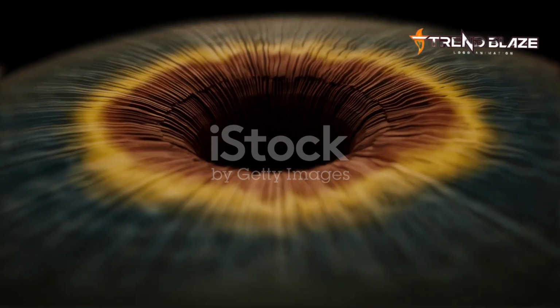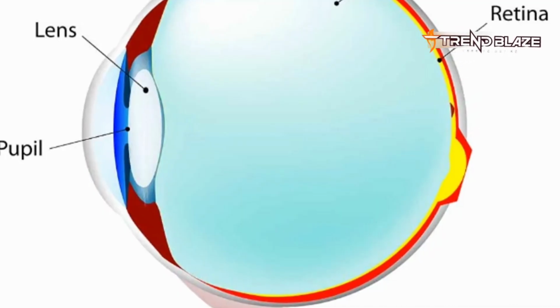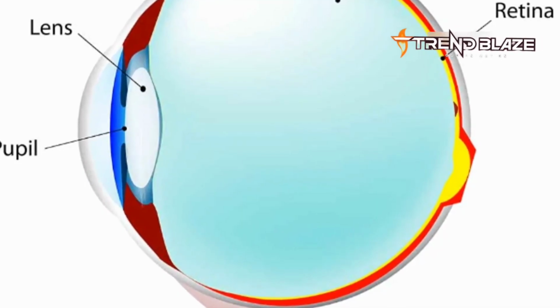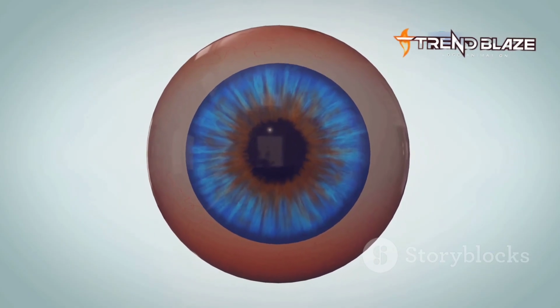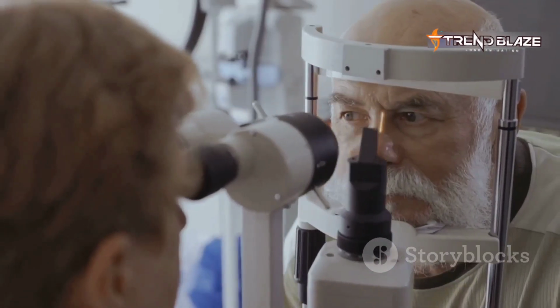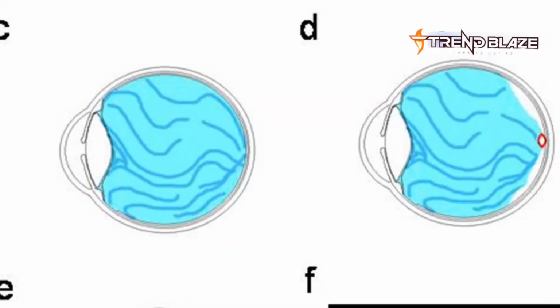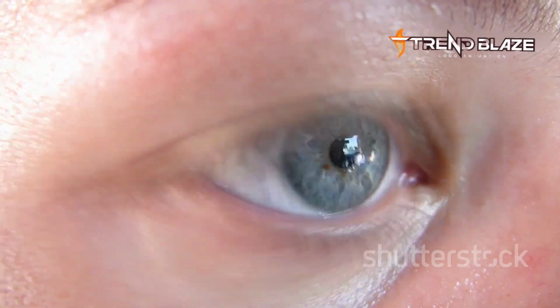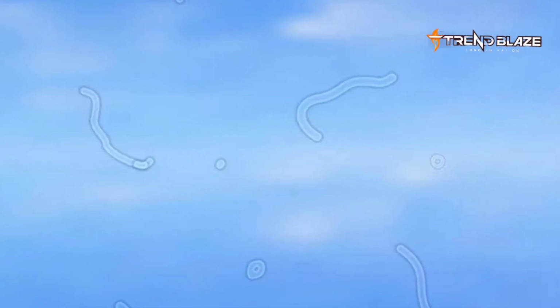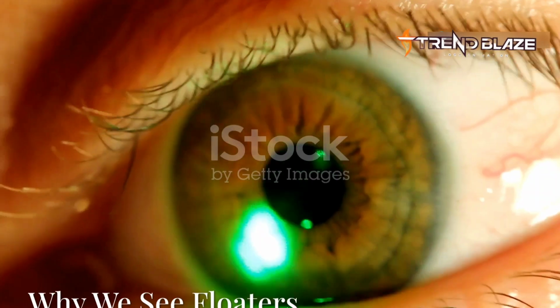To understand eye floaters, we need to take a peek inside the eye. The eye is filled with a gel-like substance called the vitreous humor. This humor helps maintain the shape of your eye. As we age, the vitreous humor can change. It may shrink or become slightly stringy. When this happens, tiny clumps of protein or other materials can form within the vitreous. These clumps are what we perceive as eye floaters.